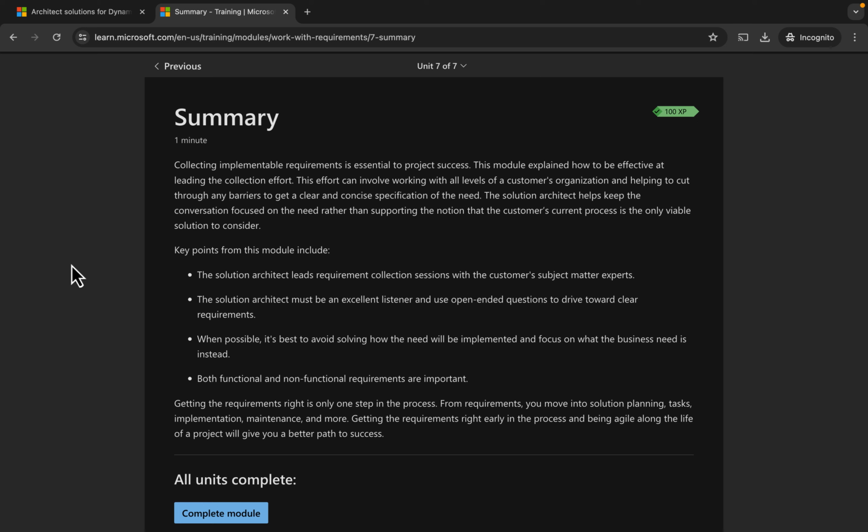Summary. Collecting implementable requirements is essential to project success. This module explained how to be effective at leading the collection effort. This effort can involve working with all levels of customer organizations and helping to cut through any barriers to get a clear and concise specification of the need. The solution architect helps keep the conversation focused on the need rather than supporting the notion that the customer's current process is the only viable solution to consider.